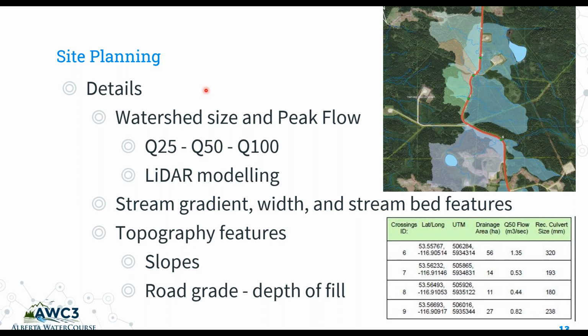So if you've got an existing culvert that is undersized and you've identified you want to install a larger culvert, make sure you consider the Q25, Q50, and Q100 flows, so you're installing the proper culvert. This can be done a variety of ways. LiDAR modeling is a very good method. LiDAR modeling can collect data on watershed areas, slopes, and predict water velocities and volumes through each crossing.